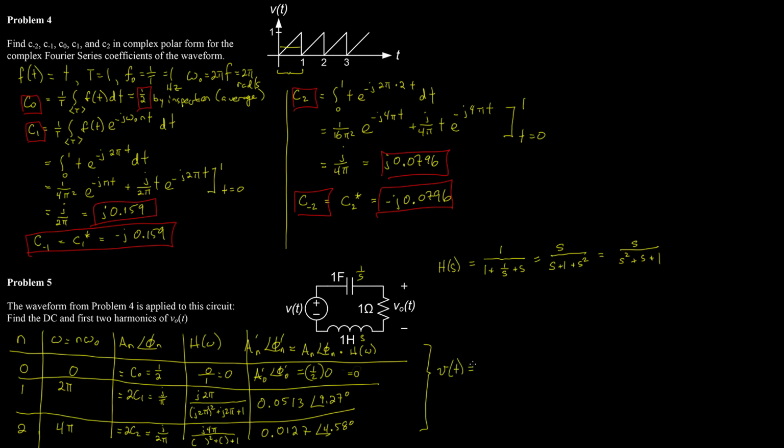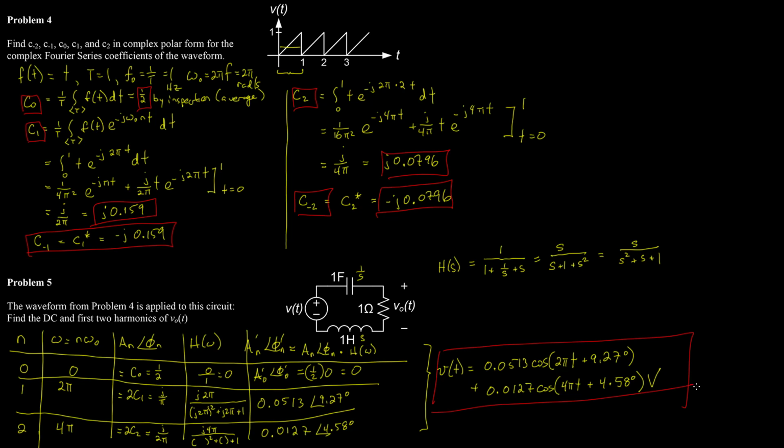And now you can reassemble all these parts into the answer. V of t, the DC plus the first 2 harmonics, is equal to 0, the DC component, plus the first harmonic at its corresponding frequency, plus this amount of the second harmonic. Notice, like you'd expect, it's smaller magnitude than the first harmonic. And the whole thing is in volts. Notice how easy your life was by creating this table. It also makes it a lot easier for me to grade.